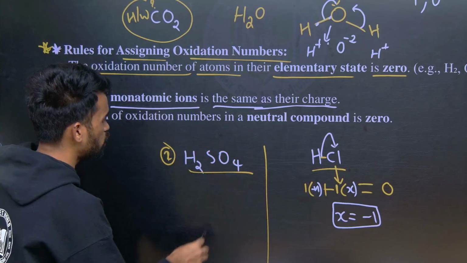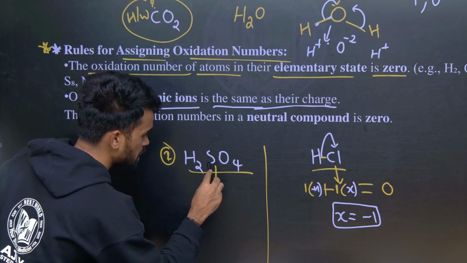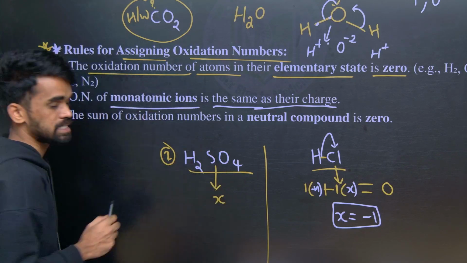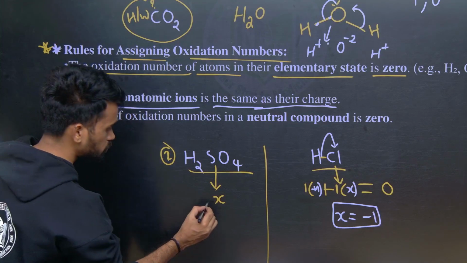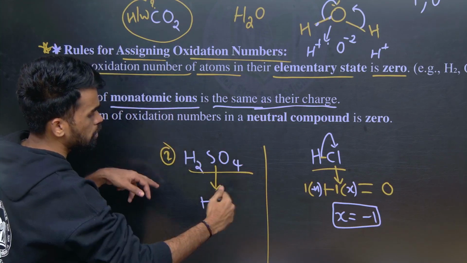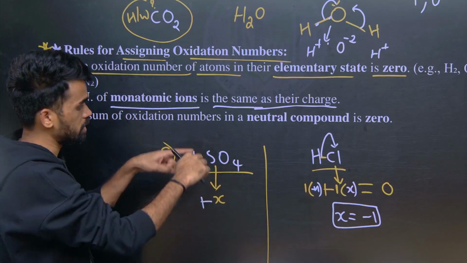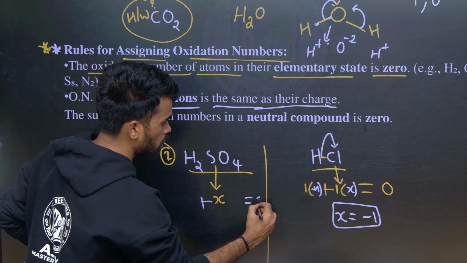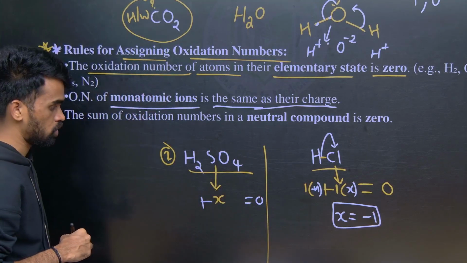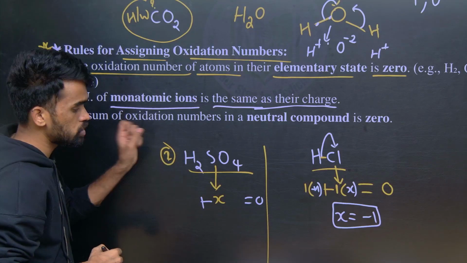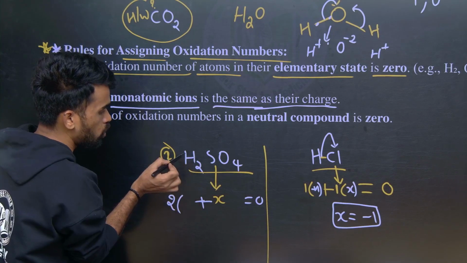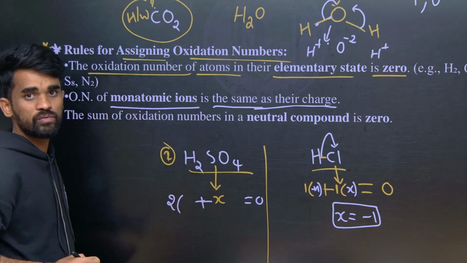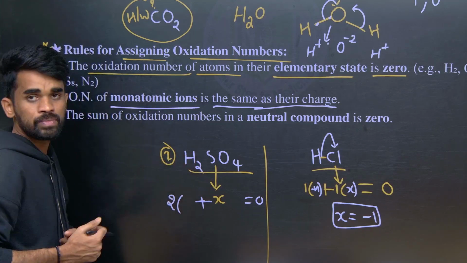Now I want to find the oxidation state of this sulfur. Let us say this is X. We need to find the value of X here. Now the overall molecule is looking like there is no charge. It's neutral, right? So the overall should be equal to 0. Now here hydrogen atoms are there. How many are there? 2 are there. Now which is more electronegative, hydrogen or sulfur? We know sulfur is more electronegative than hydrogen.